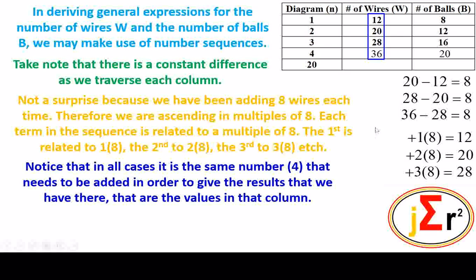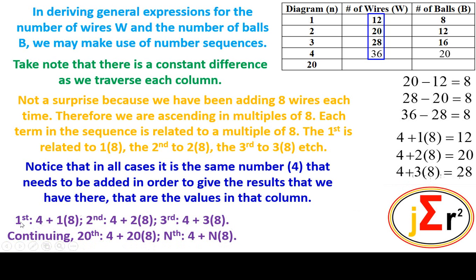Therefore, we need to take the necessary step in order to get this value. In order to get this value, we need to add 4 to 1 times 8. 4 added to 8 is 12. We need to add 4 to 2 times 8. 4 added to 16 is 20. We need to add 4 to 3 times 8. 4 added to 24 is 28.